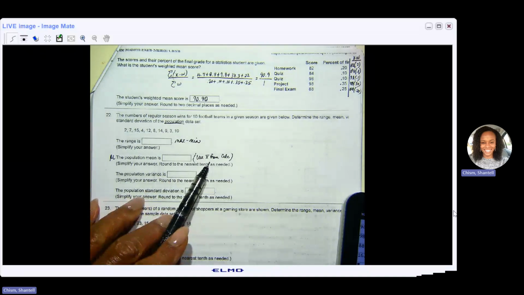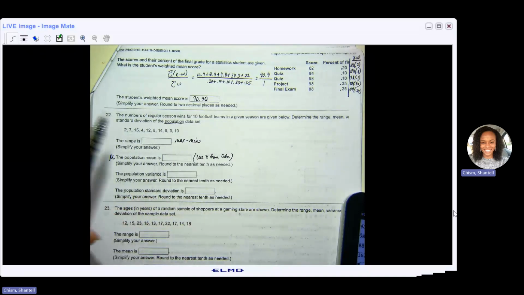Okay? X bar by default is the mean, whether it's a population or a sample. And the reason is because even though we give it a different name, we call it mean mu, it's a population, it's still calculated the exact same as X bar. So the calculator just uses X bar. All right, then you got the population variance, that is sigma squared. And then the population standard deviation, that's sigma.